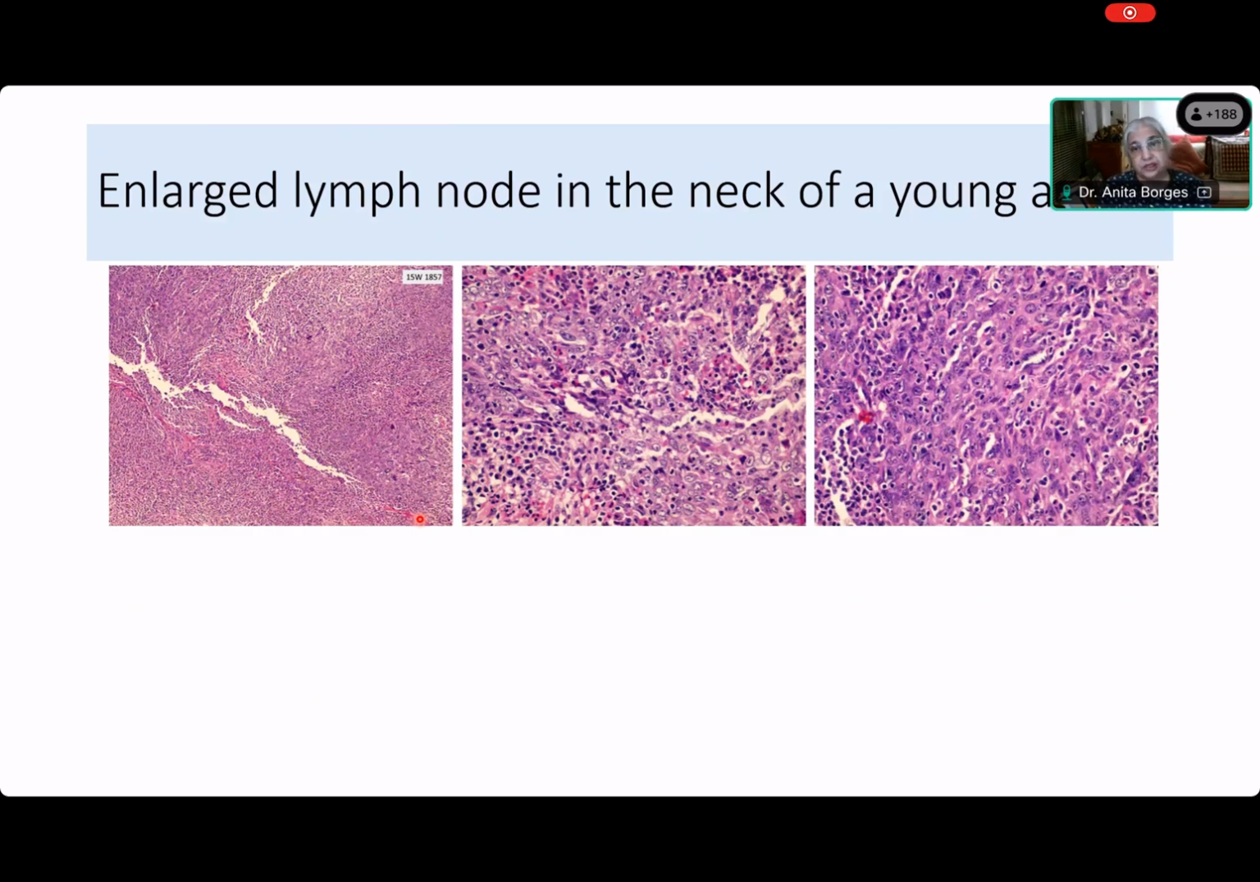Aishwarya. Ma'am, I think the first picture is. They are all the same. It's low power, medium power, high power. So now don't think that there are 3 different tumors. Come on, Aishwarya. Do you think that you can see some differentiation in this tumor? If you see some differentiation in the tumor, then you know what the tumor is. Do you know what it is? It's an enlarged lymph node in the neck of a young adult.